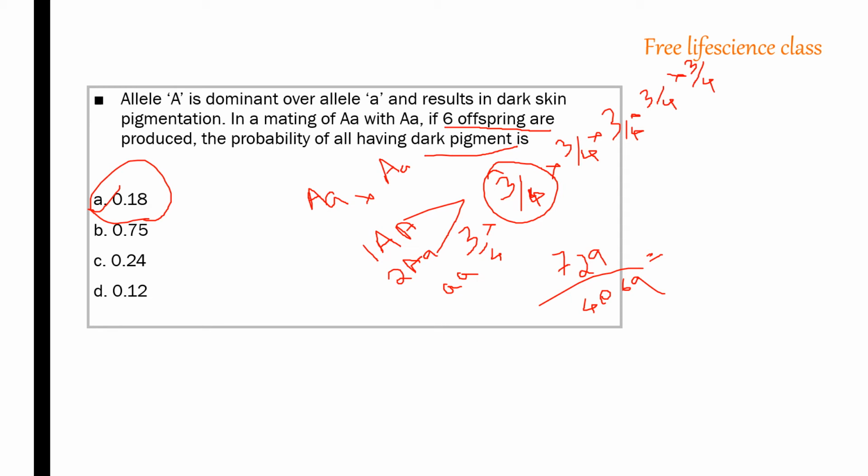That is, it is asked for the probability, so you first find the probability of one case. That is, here it is written as 1 AA and 2 capital A small a and 1 small a small a. So these two will produce dark skin pigment, and the probability of that is 3/4. Likewise, you have to get probabilities of 6 offspring. So you have to multiply these probabilities. Okay. So you will get this answer. So moving into the next question.